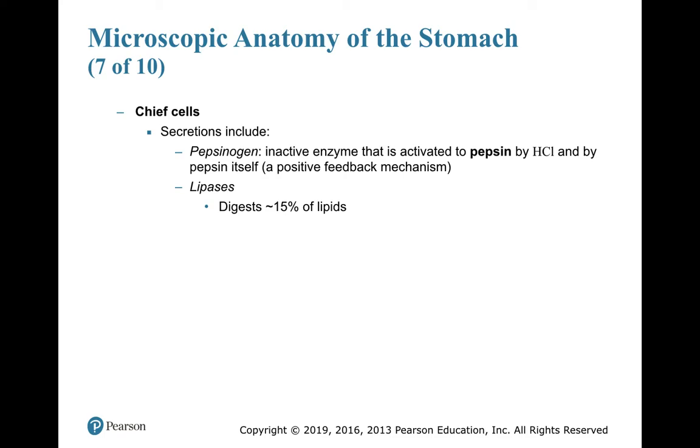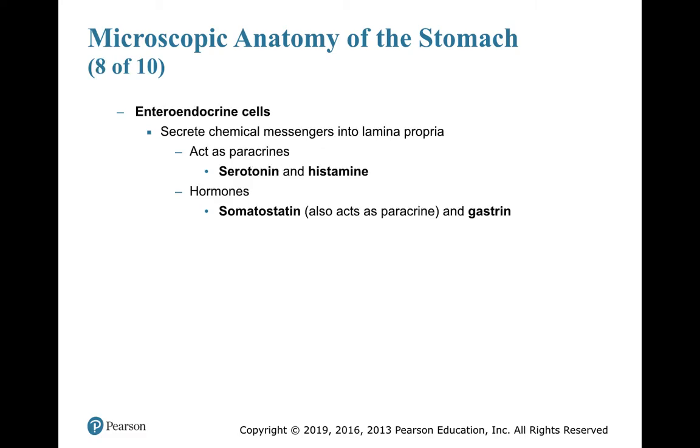Chief cells secrete pepsinogen and lipases. Pepsinogen is an inactive enzyme. It's activated to become pepsin when it's broken down by hydrochloric acid or by another pepsin molecule. So this has a positive feedback mechanism. And pepsin breaks down proteins into amino acids. Lipases digest lipids, and about 15% of lipids get broken down to some degree by the secretions of chief cells. The enteroendocrine cells secrete chemical messengers into the lamina propria.